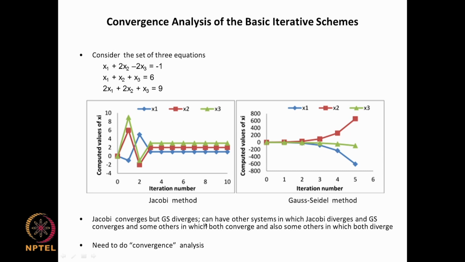We can also have other systems of equations in which the Jacobi method diverges and the Gauss-Seidel method converges, some in which both converge, and some in which both diverge. So any kind of thing is possible. Whether to update or not update is a small change, but we cannot say that updating is universally good, or that something is very easy so let us just do it. There are simple problems in which these methods do not work. Okay.